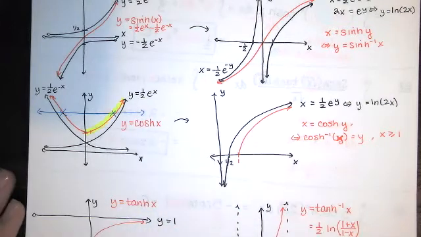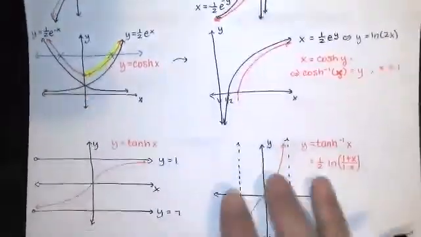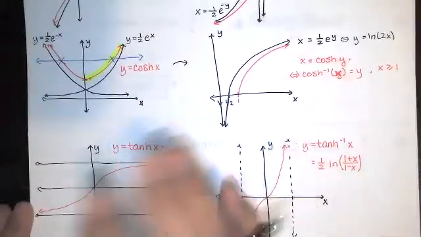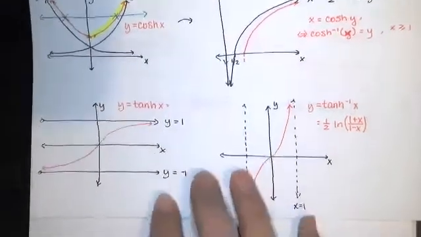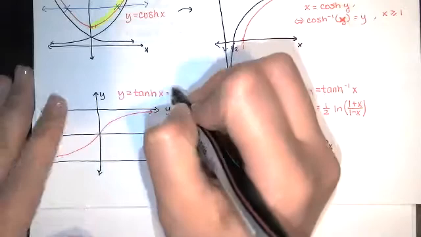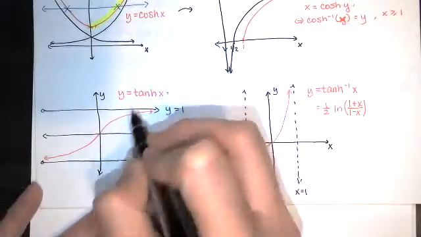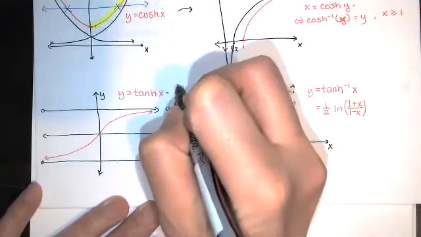Okay, and then for the hyperbolic tangent function, we get this graph. If it looks a little bit like the inverse tangent function, you're right, that's a similar shape. Kind of. It's not exactly the same, but it's kind of like that. But remember how this is defined. It's the hyperbolic sine of x over hyperbolic cosine of x.